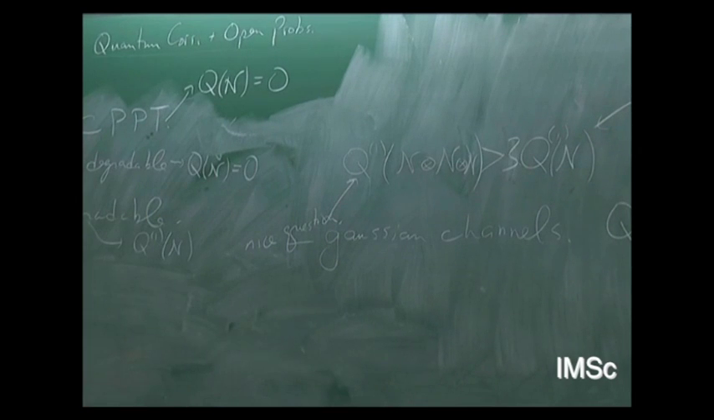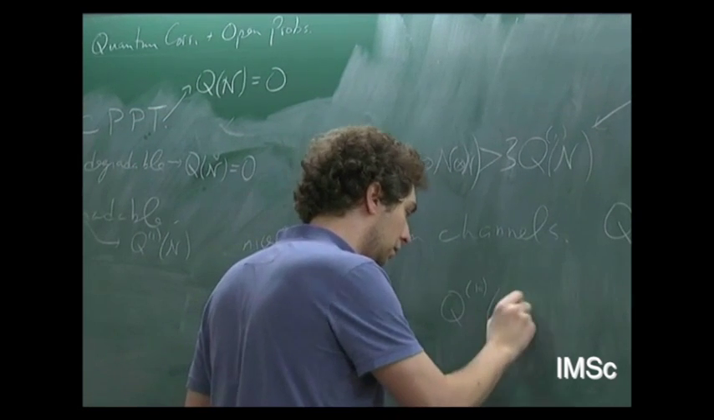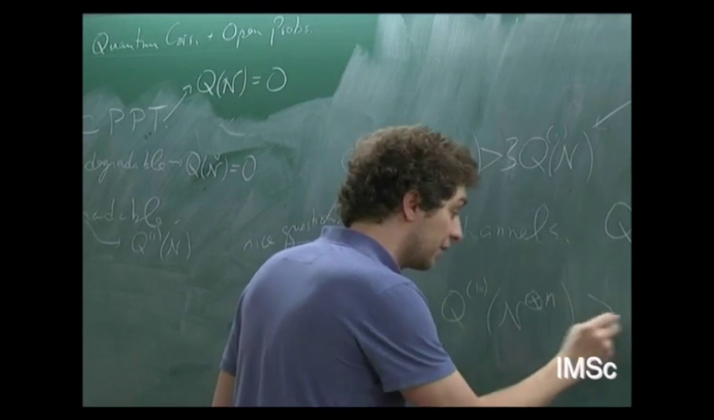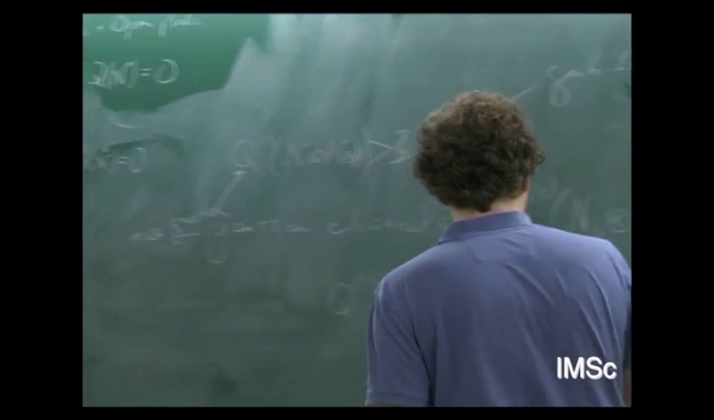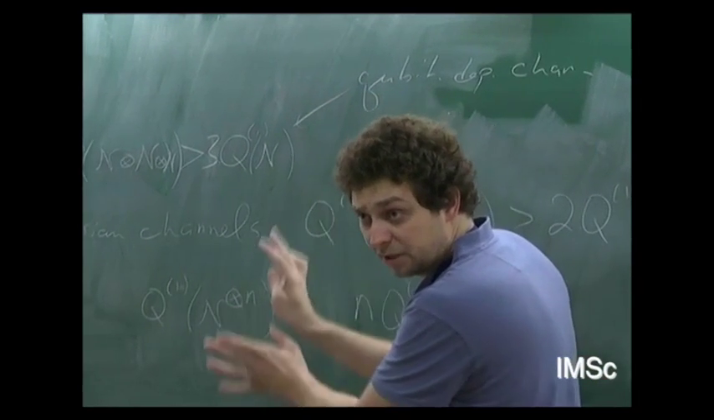More than 3 copies. More than 3 channels. Is it greater than 4 Q of N cross N cross N cross N? Yep, 4 of them. Is it greater than 4 of Q of N? Yes, it is. This is the general result. In general, we always know this is greater than or equal to n times Q1 of N. What's interesting is finding the cases where it's strictly bigger.